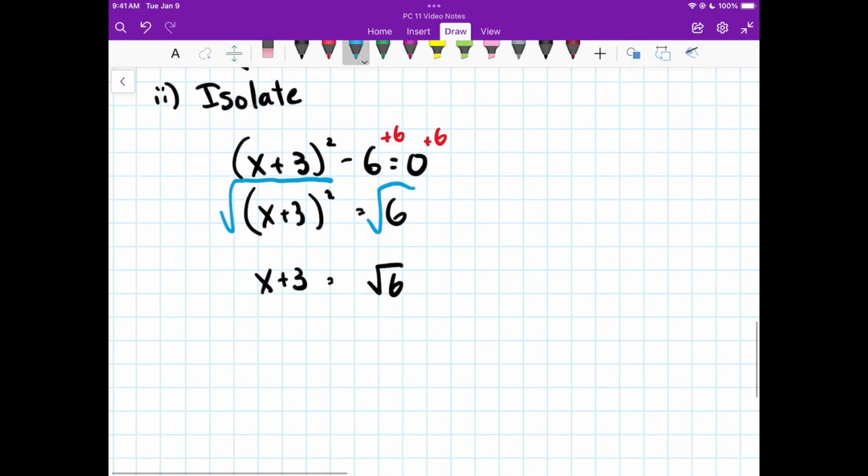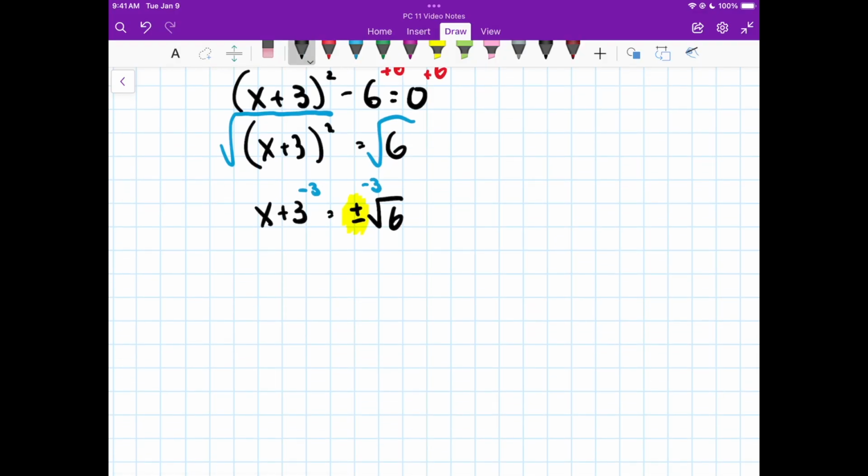So our next step to isolate our variable is to move that 3, but you'll notice, hopefully, that I forgot something here. I told you it was easy to forget this. It's the plus or minus. So remember, when you do that root, you've got to remember to do your plus minus. All right, so we're going to move the 3 to the other side, and that's going to get me x = −3 ± √6.